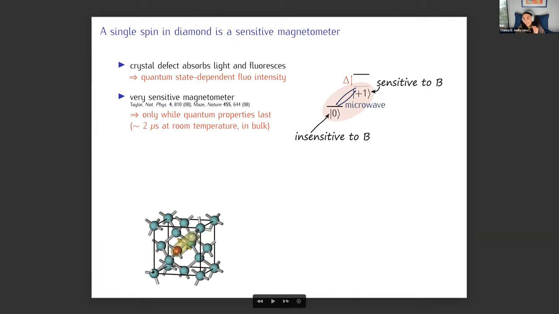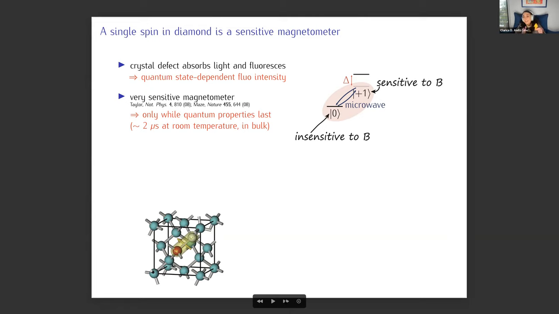But there's a catch. This very nice way of measuring magnetic fields is only helpful while the spin is well described by the laws of quantum mechanics. Everything that starts quantum dies classical, and that's why we live in a classical world. So when an electron spin stops being well described by the laws of quantum mechanics, what I mean, if you have taken quantum mechanics before, is that there is no phase coherence between a superposition of the two spin states. The spin behaves as a tiny magnet.